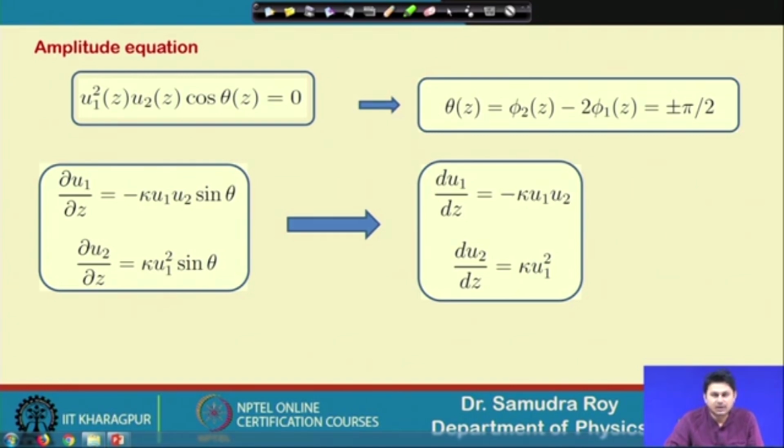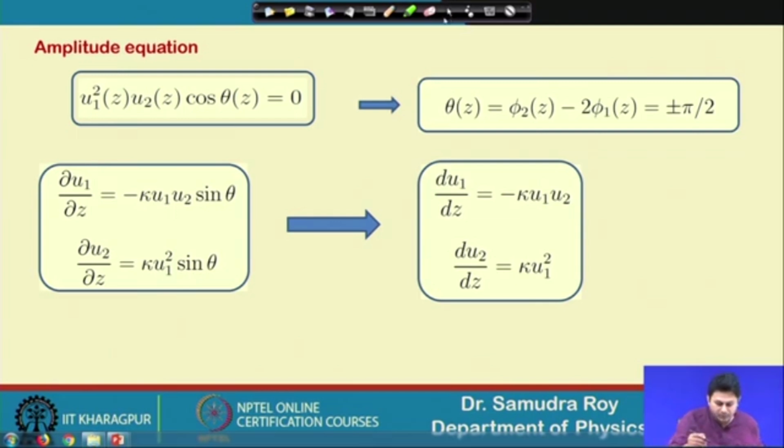This is one condition. Also, in future classes we will see that we can take this pi by 2 as minus pi by 2, and then the same equations will be there, only with a change of sign: the negative sign in the first equation, kappa u1 u2, becomes positive, and kappa u1 square becomes negative. Because of this change, we will find that in one case we get amplification, and in the other case we get attenuation. That we will come to later.